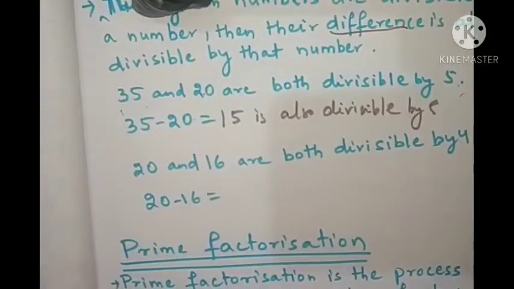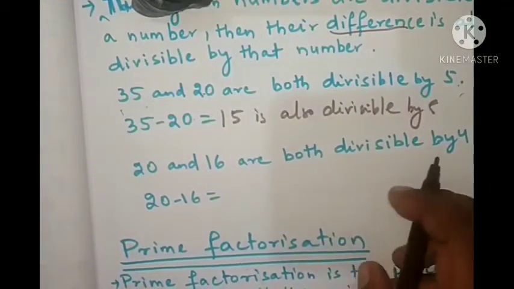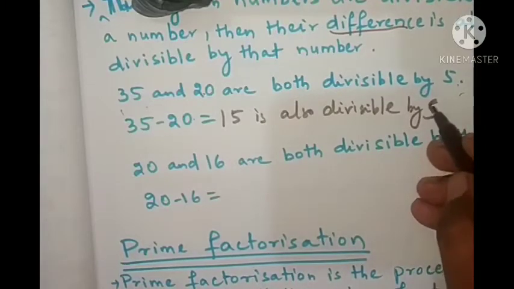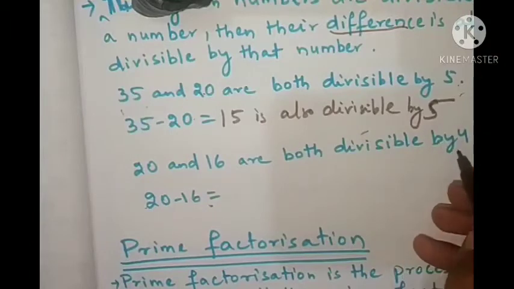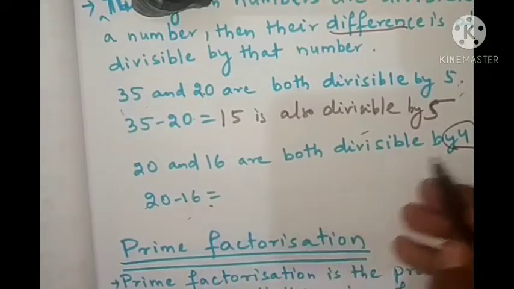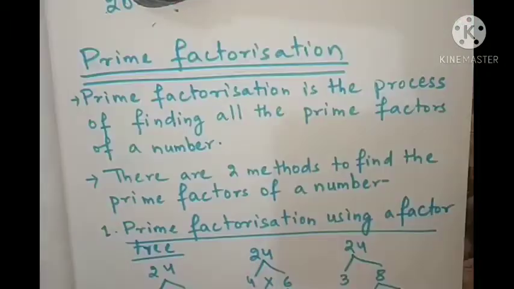So you can also find out for 20 and 16. 20 and 16 are both divisible by 4. Okay. So is 20 minus 16 divisible by 4 or not? You will find out and you will write. Okay.